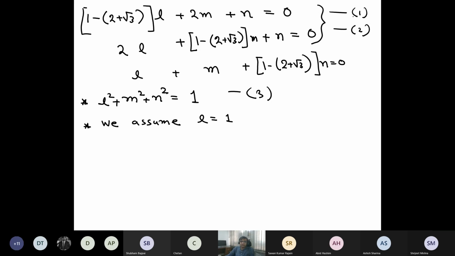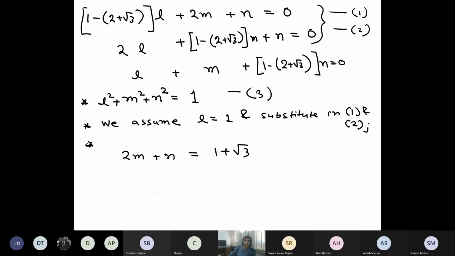So now I will substitute it into equations 1 and 2. So I'm substituting in 1, so that is 2m plus n is equal to 2 plus root 3 minus 1. So 2 minus 1 is 1. So I will get, I think, 1 plus root 3. If you see any calculation mistake, let me know.